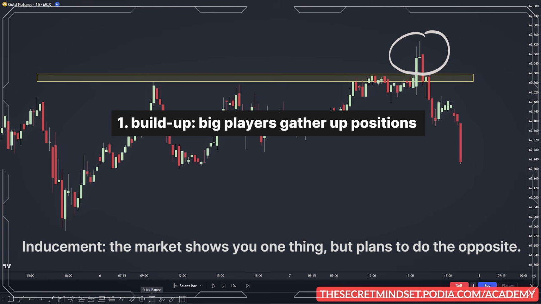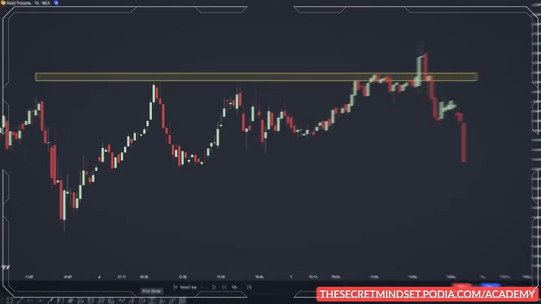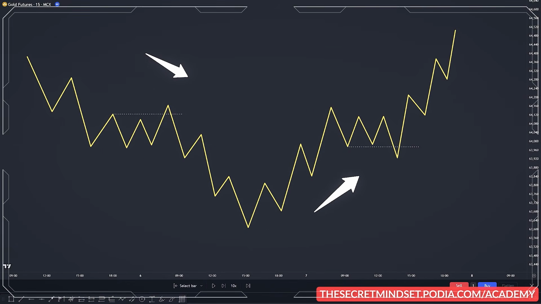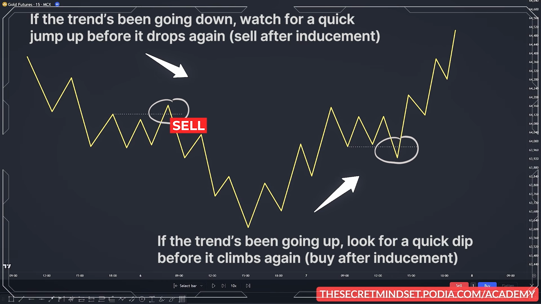First, the big players gather up their positions. That's the build-up. Then, they make it look like the price is going one way. That's the inducement. Finally, they do the opposite of what everyone expects. That's when they cash in. So, when you're looking at a chart, keep an eye out for these fake-outs. If the trend's been going down, watch for a quick jump up before it drops again. That's your chance to sell. If the trend's been going up, look for a quick dip before it climbs again. That's when you want to buy.